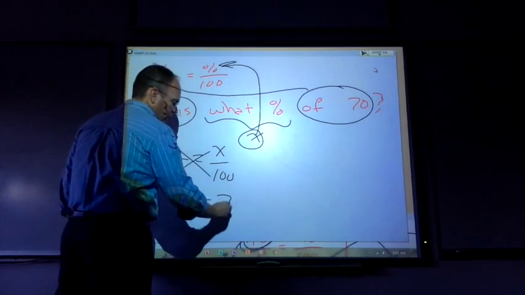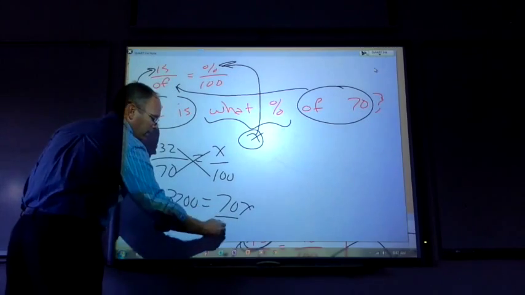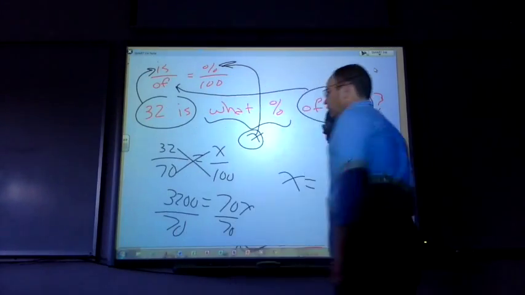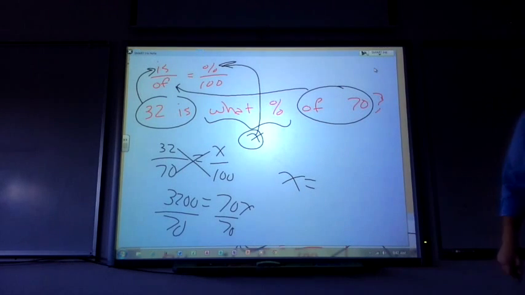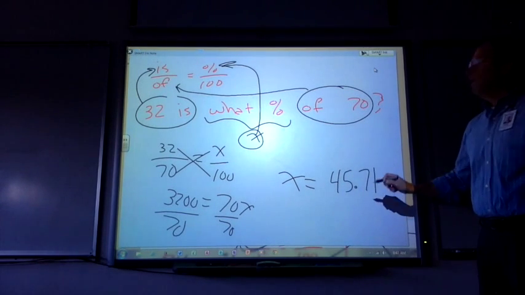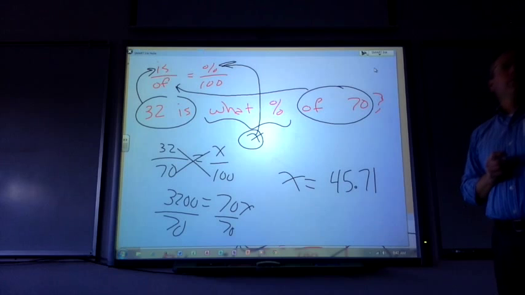70 times x, 70x. Divide each side by 70. So x equals, how much? 45.7... 45.71, rounded. What do you think I want with this answer?